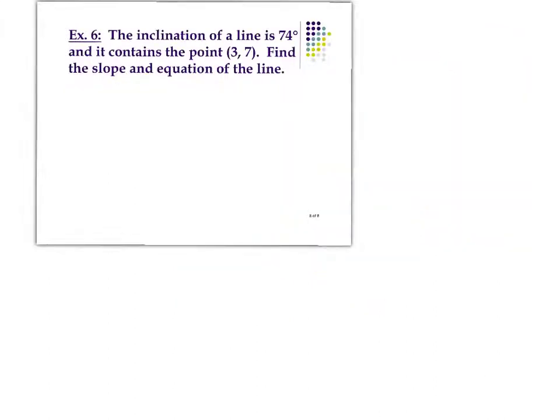Example 6 tells us that the inclination of a line is 74 degrees. So that's really telling us that the slope is the tangent of 74 degrees, which when you do it on your calculator will give you 3.49. So now we've found the slope. Next, we want to find the equation of the line.